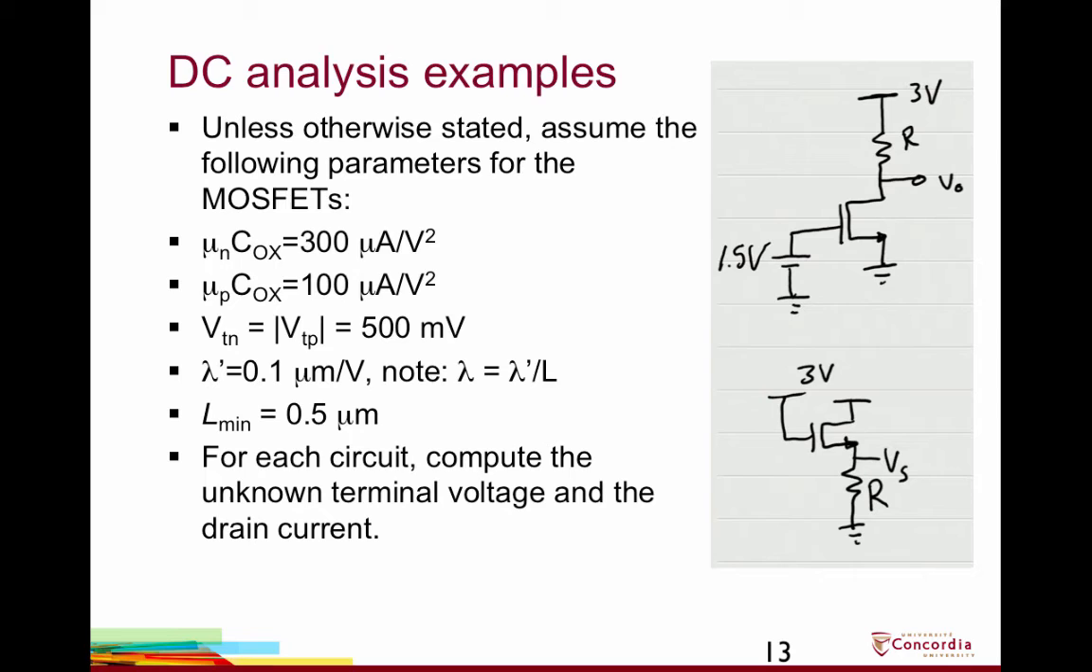A first step, both when we do hand analysis and when a computer does transient or AC analysis, is to compute the DC operating point. So let's do that for each of these two circuits. For each circuit, let's compute the unknown terminal voltage and the drain current.